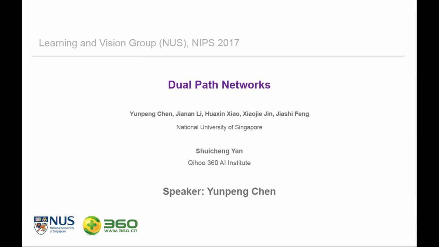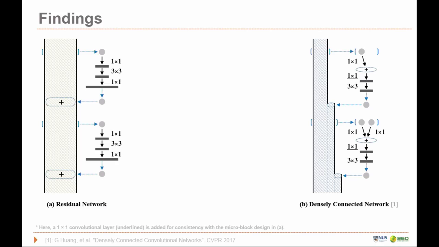Hi, my name is Yunpeng Chen. This is our work on dual path networks together with Jianan Li, Huaxin Xiao, Xiaojie Jing, Jia Shifeng, and Shuicheng Yan. In this work, we focus on developing more effective networks that can benefit multiple computer vision tasks.